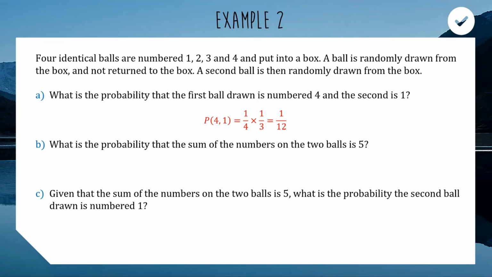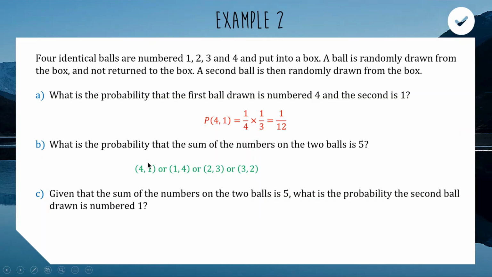Next question, a bit trickier. What is the probability that the sum of the numbers on the 2 balls is 5? So the last way we did it, 4 and 1, that could work. We could also do 1 and 4. We could also be doing 2 and 3, or we could do 3 and 2. So we've got 4 ways of getting a sum of 5. Now, a 4 and then a 1, that was a 1 in 12 chance.